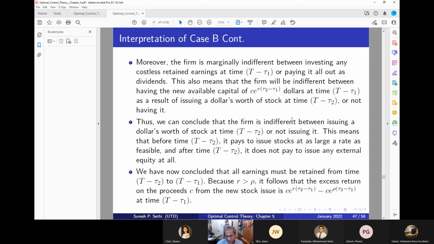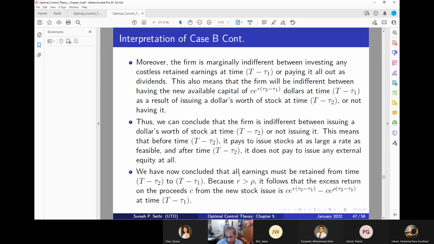Thus, we can conclude that the firm is indifferent between issuing $1 worth of stock at time t minus tau 2 or not issuing it. This means that before time t minus tau 2, it pays to issue stock at as large a rate as feasible, and after that time it doesn't. As large a rate as feasible is again English language for whatever the rate that's feasible to give the growth rate G to this company. Because that's feasible. No rate beyond G is feasible. You can compute that rate to give you the G rate growth. This is the way to express that.